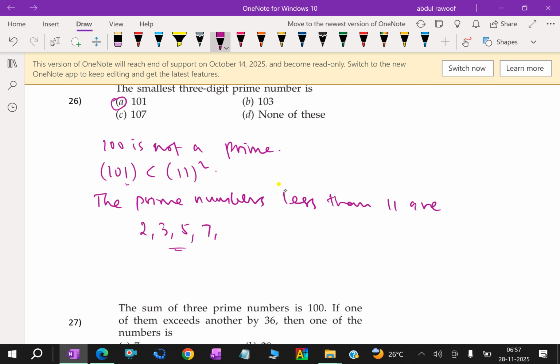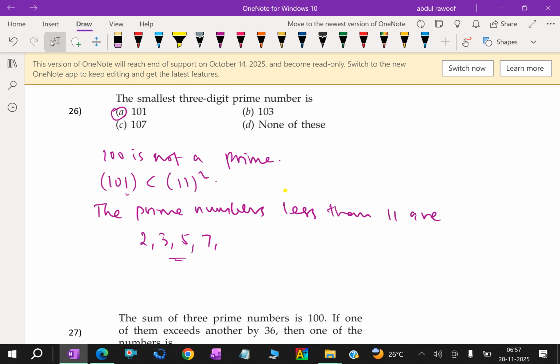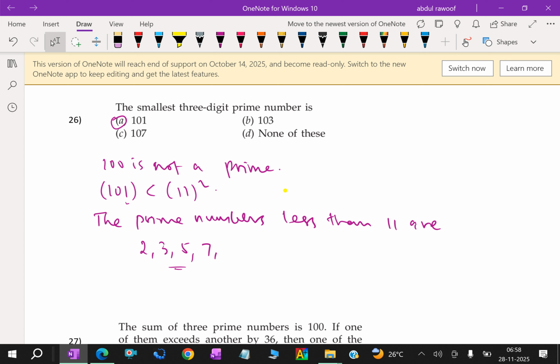One more time, listen here. How to decide any number is not a prime? First, you have to take the number nearest to, a little greater than, the given number. So 100 is not a prime. 101 is lesser than of course 11 square. 11 square is 121. So we can decide the prime numbers less than 11 are 2, 3, 5, 7.